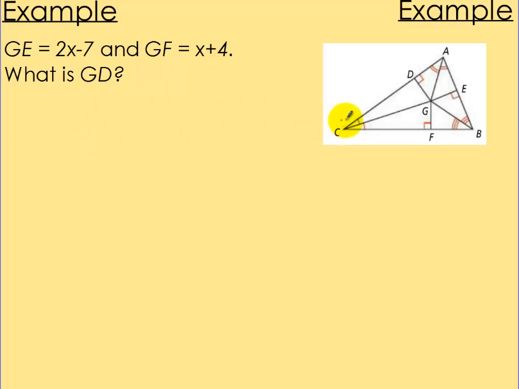Okay, so we say GE equals 2x minus 7 and GF equals x plus 4. What is GD? So this side right here is 2x minus 7, and this side here is x plus 4. How do we do this?